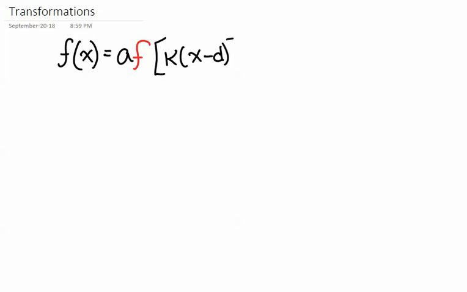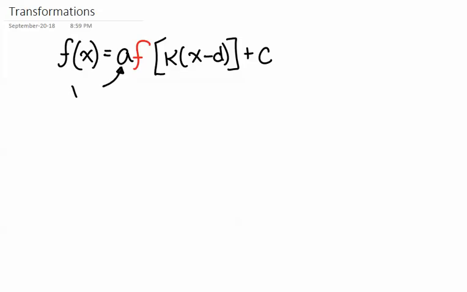Okay, transformations. So we learned this giant equation, f of x equals a f of k times (x minus d) plus c. So we learned this huge equation to help us understand transformations happening to graphs.